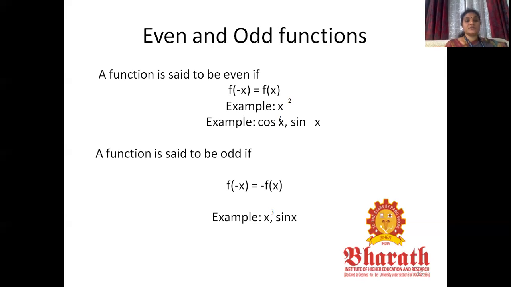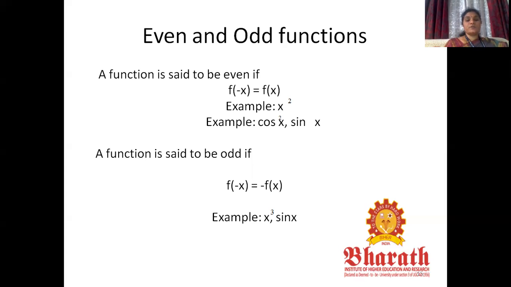Next topic, we will see what is the meaning of even function and odd function. A function is said to be an even function if it satisfies the condition f of minus x equal to f of x. Let us take an example as x square. If you substitute minus x, you get minus x the whole square, which is the same as x square. Therefore, our condition is satisfied, that is f of minus x equal to f of x. So we call x square an even function. A few more examples of even functions are cos square x, etc.